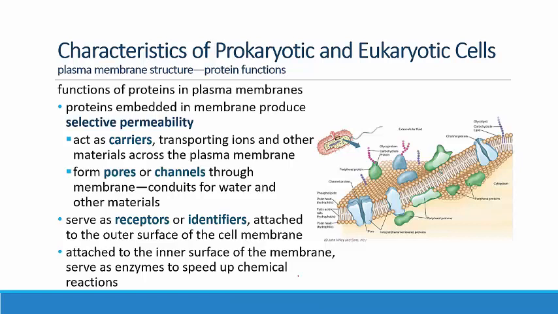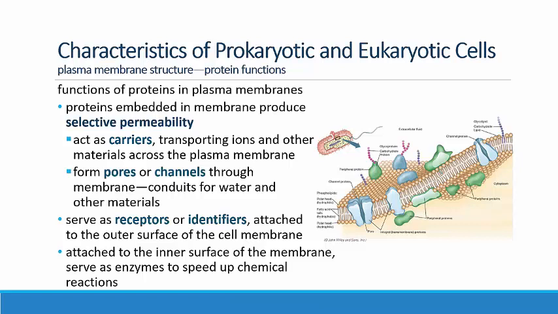They might act as carriers, or they can form channels and pores that allow water, for instance, because water doesn't interact with that oily inner layer. So these pores and channels let water and other materials flow into and out of the cell relatively freely. We see that those proteins produce this selective permeability, the ability of the membrane to let some stuff in while repelling other materials and preventing it from entering the cell.